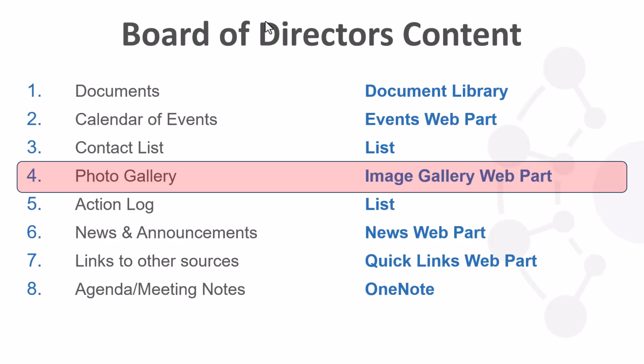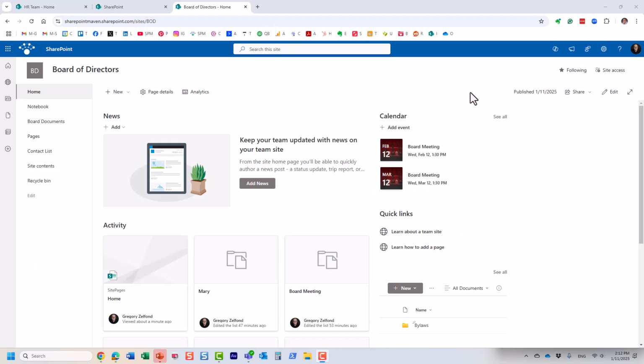The next common requirement on board of directors sites is to have some sort of photo gallery. And the idea here is, of course, to store pictures, maybe from different events and conferences. So for that, we are going to utilize an image gallery web part. It's one of my favorite web parts in SharePoint. It allows you to essentially organize and display various photos and images right on the SharePoint page. So let me show you how that works. So we are going to edit the page again.